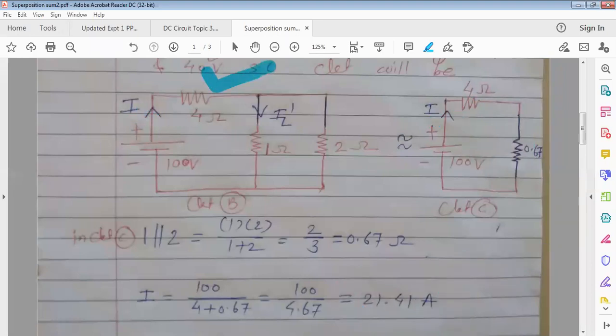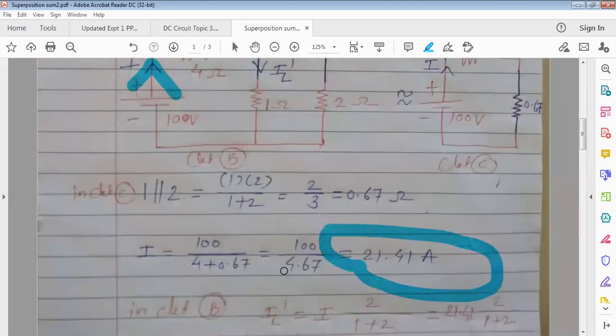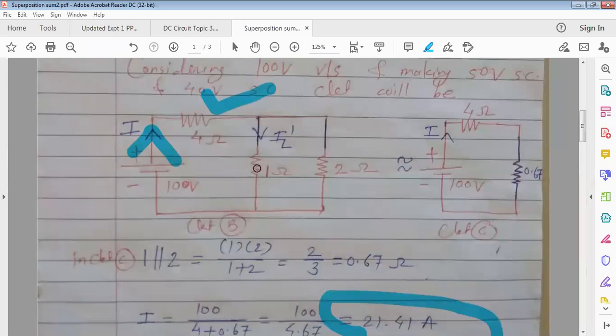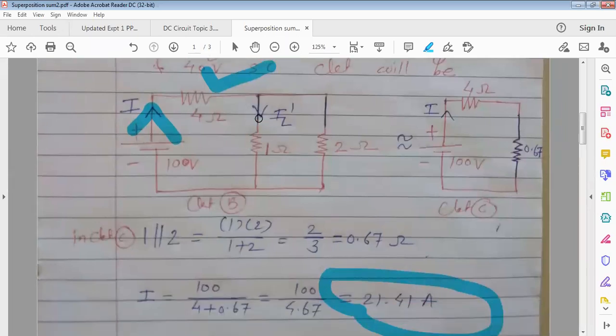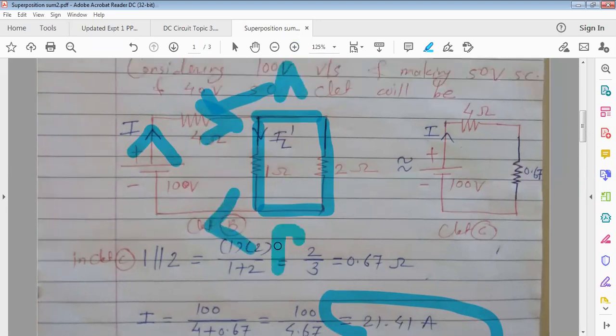Again, go back to this circuit. Here the total current you know, 21.41. We want IL dash, that is the current flowing through 1 ohm. How are 1 ohm and 2 ohm connected? In parallel. These two are connected in parallel, and whatever the current entering at this parallel junction node and leaving, suppose this one I'll mark as A and this one I'll mark as B. So these two resistances are connected in parallel across A and B. So the current entering node A and leaving node B, you know. Means what can we use here to find out the IL dash?